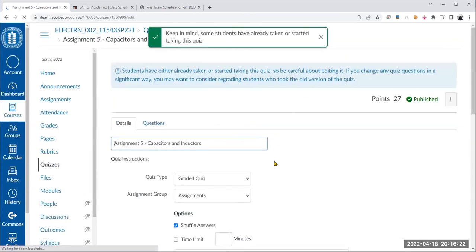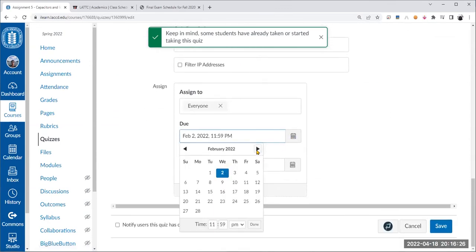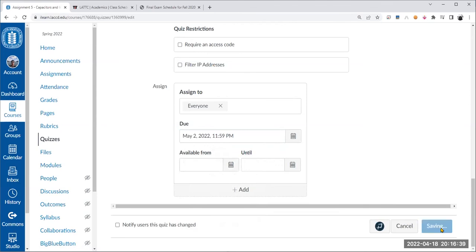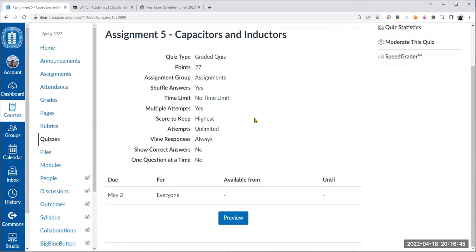So let me put this due date. Today is April 18. Next week we cover the 25th. So the suggested due date is May 2nd. However, for all assignments, everyone can turn in all the assignments by the end of the last day of the semester.